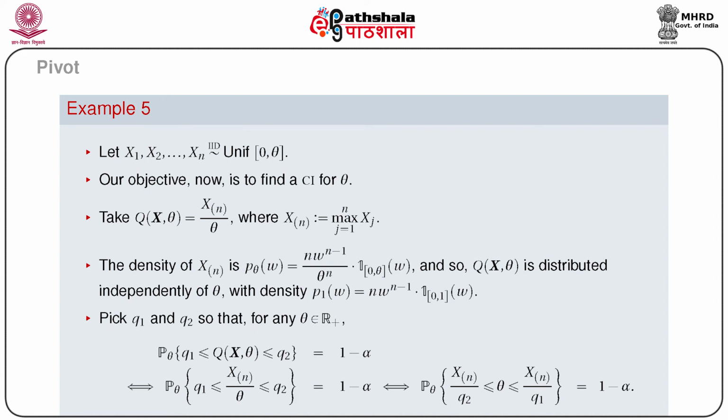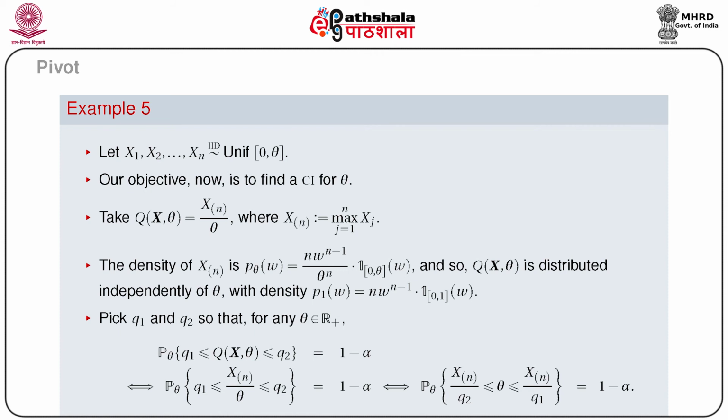Let x1, x2, ..., xn be a random sample of size n drawn from the rectangular (0, theta) population. We want to find the shortest length confidence interval for theta. Here we use the pivot capital Q(X ordered n, theta), which is equal to X ordered n divided by theta. Here X ordered n denotes the maximum of x1, x2, ..., xn.